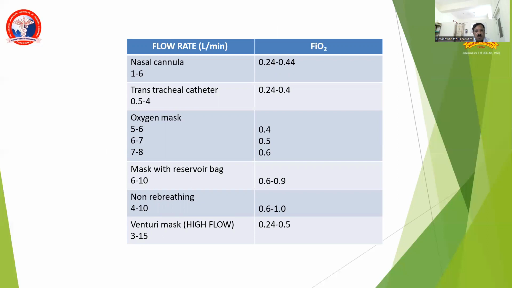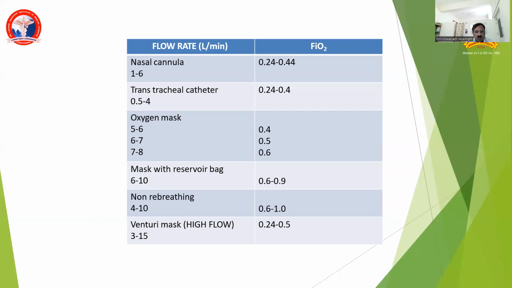So, to summarize the various devices and how much FiO2 can be attained. It goes like this: nasal cannula, flow rate of 1 to 6 liters, FiO2 24 to 44%. Nasal transtracheal catheter, 0.5 to 4 liters per minute, can provide FiO2 of 24 to 40%.